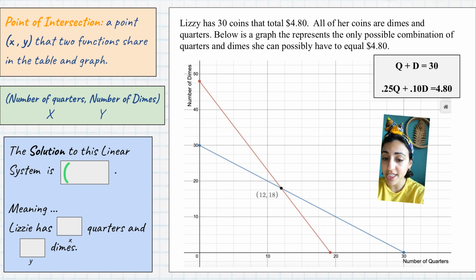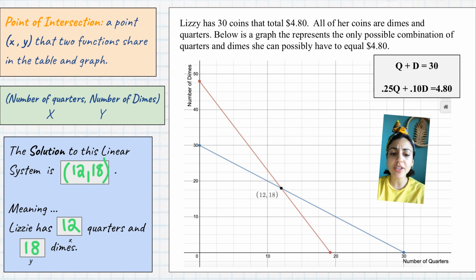Again, the solution is the point of intersection of your two lines. And then you just make a sentence based off of the scenario and the labels. So (12, 18), the solution, means that Lizzie has x quarters, that was 12, and y dimes, that was 18 dimes. And I know in this particular situation, this makes sense because 12 and 18 equals a total of 30. And if I were to plug in 12 quarters and 18 dimes into my second equation, I would get a value of $4.80. So I know I would be right.